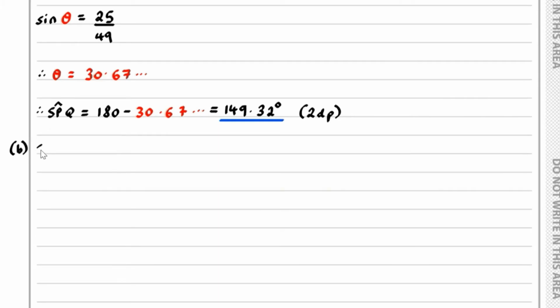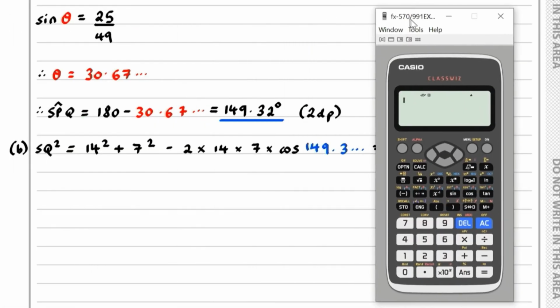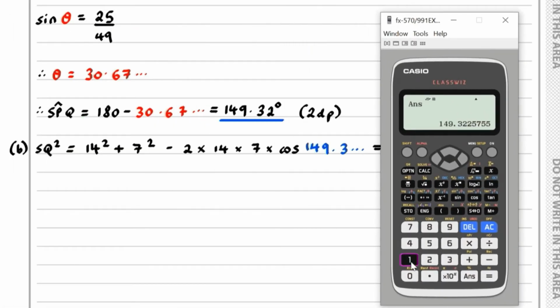So for part B of the question, if we use the cosine rule, SQ squared equals 14 squared plus 7 squared minus 2 times by 14 times by 7 times by the cosine of 149.3, etc. So if we work out what SQ is, we have 14 squared plus 7 squared minus 2 times 14 times 7 times the cosine of this, which is 413.5, etc.